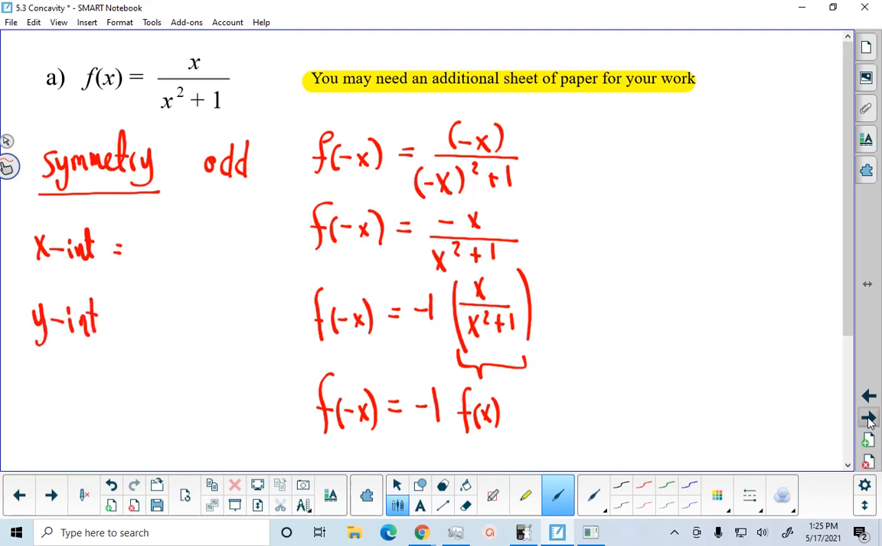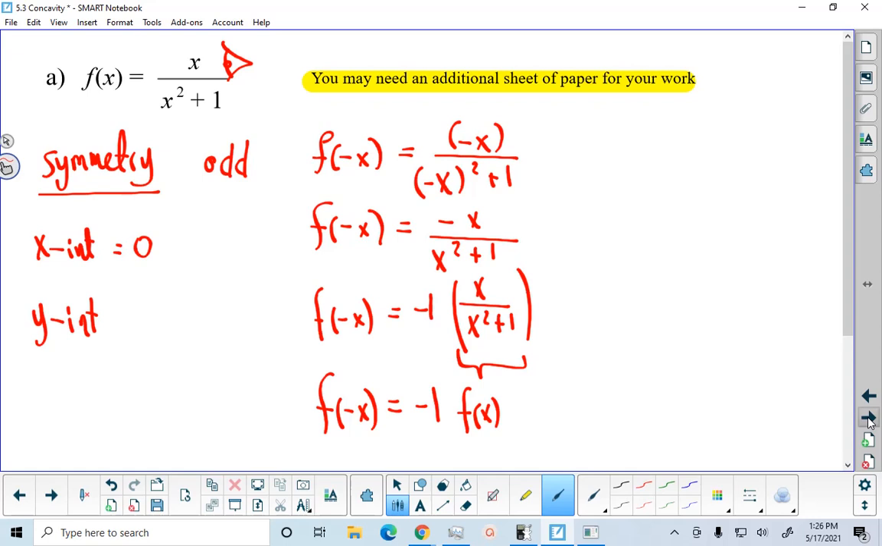Well, since there's a factor of x in the numerator, that means that x equals 0 is the x-intercept. And by the way, there are no other factors. It's not like x times x plus 1. If it were x times x plus 1 in the numerator, then negative 1 would also be an x-intercept.